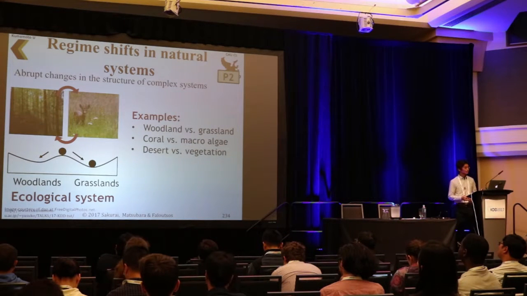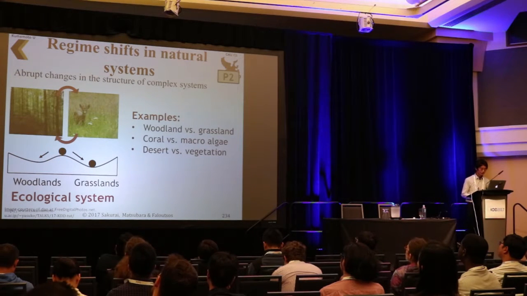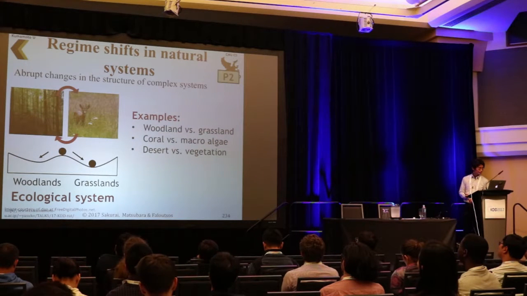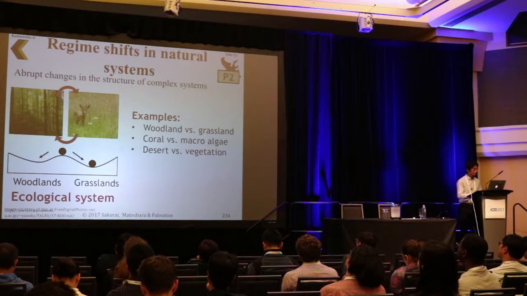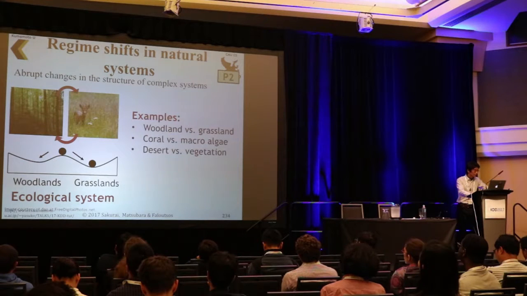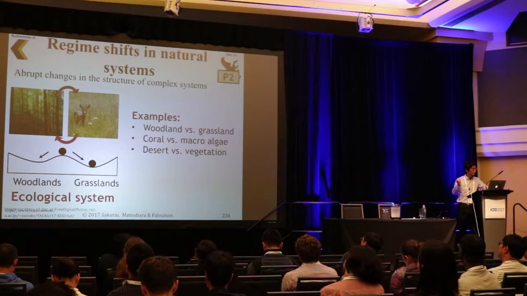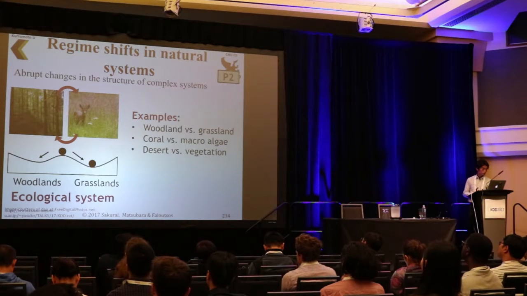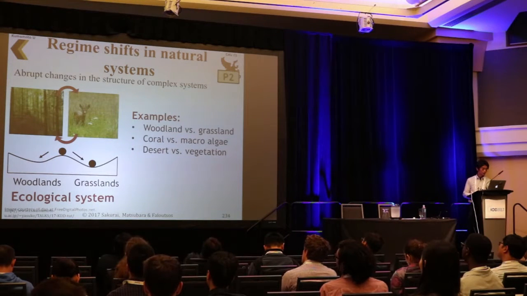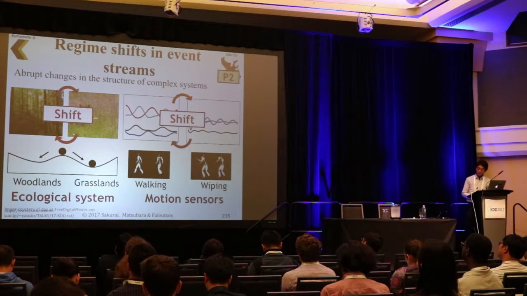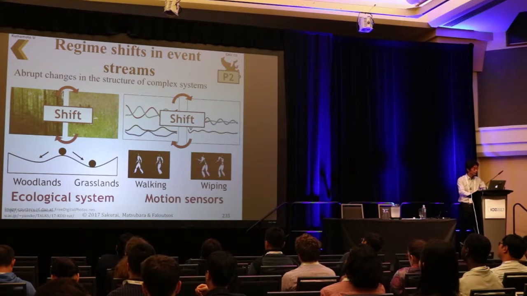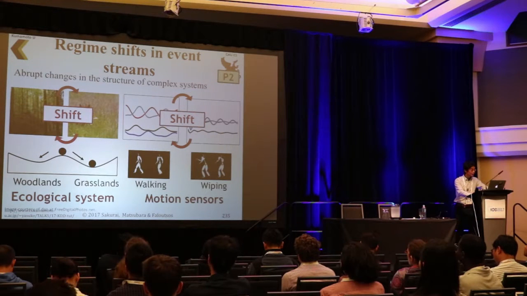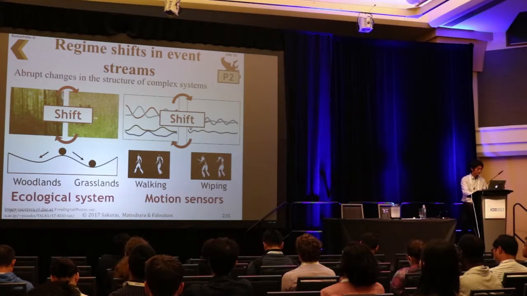In the research area of biology, regime shift is a very hot topic. We can call it regime shift in natural systems. In this case, regime shift from woodland to grassland, which can happen, for example, with a forest fire or big fire. This shift is an abrupt change in the structure of a complex system. Another example is regime shift between coral and macroalgae, and between desert and vegetation. The left figure shows regime shift in natural phenomena, and we believe the same happens in motion sensors or IoT. So, regime shift in streams.